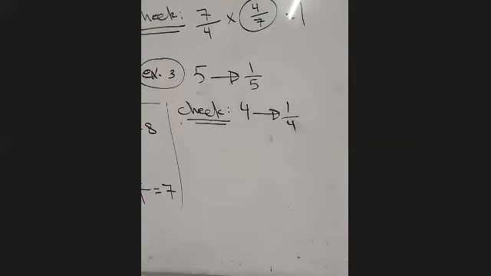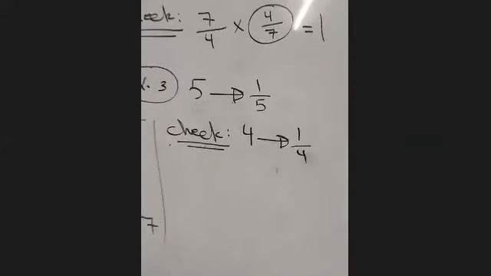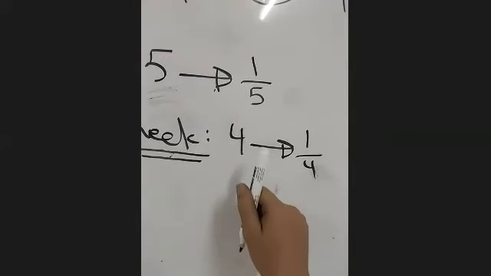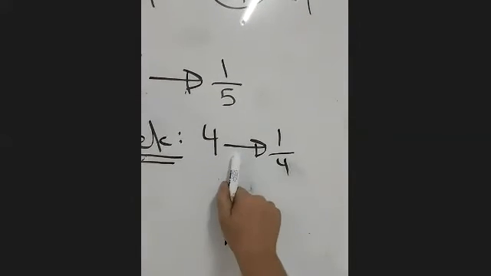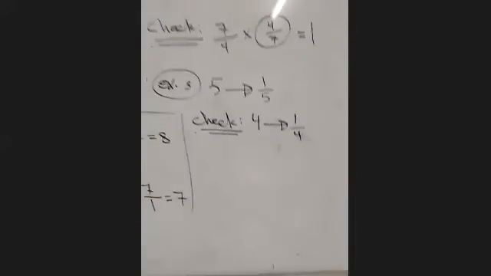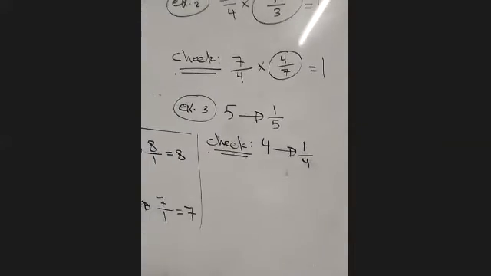Okay. Yalla. So the reciprocal of 4 is 1 over 4, guys. And do not put equal. Okay? The reciprocal of 4 is 1 over 4. So we get rid of this example and check.